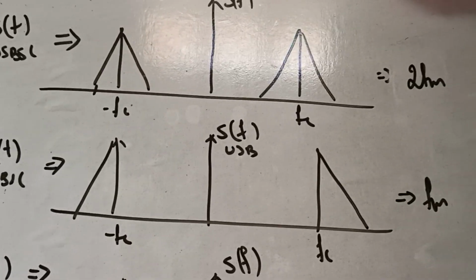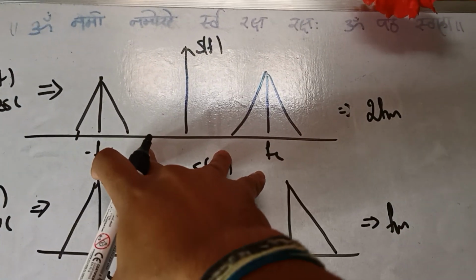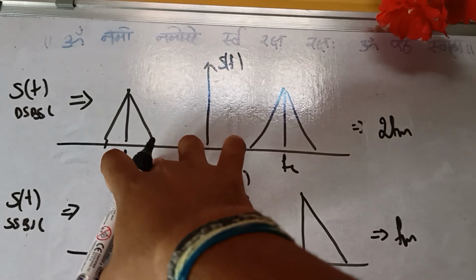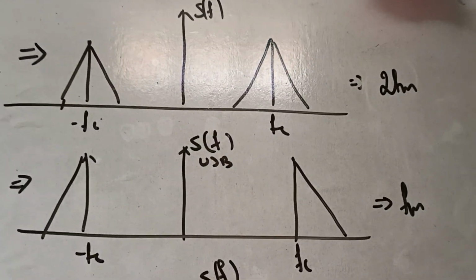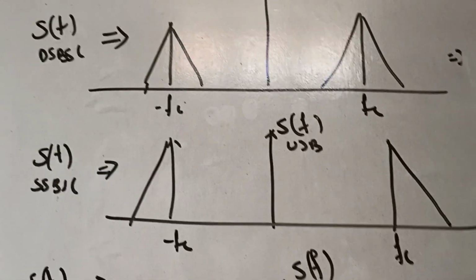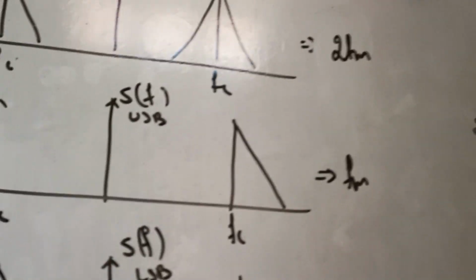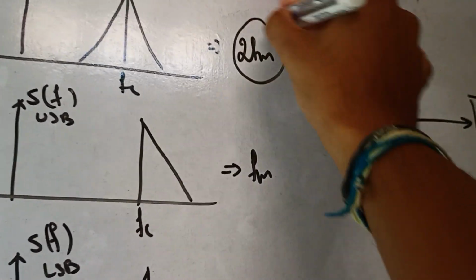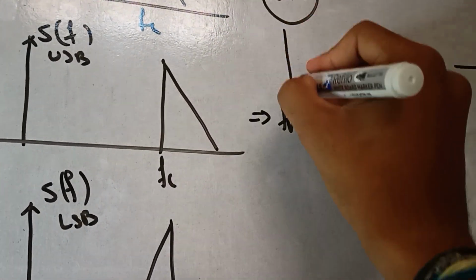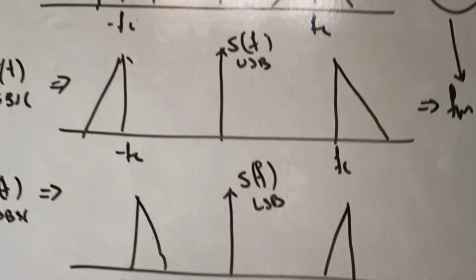In DSBSC signal, we are going to spend power only to transmit the side bands which consist of the message signals, that is M of T. So in the DSBSC, we are going to spend twice the frequency of the message signal to transmit the DSBSC signal. But in order to even reduce this frequency that we are going to transmit, we go for single sideband suppressed carrier.